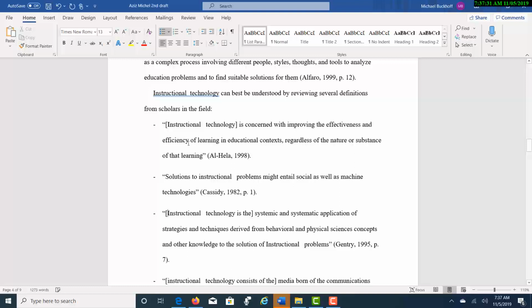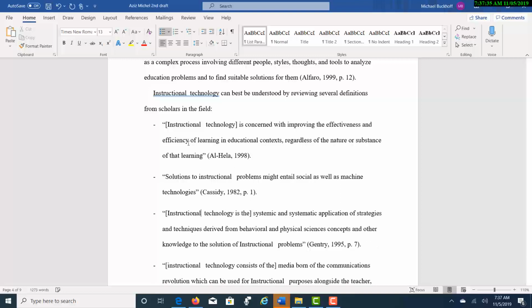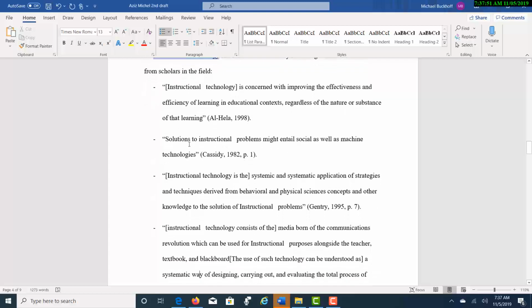Instructional technology is a systemic and systematic application of strategies and techniques derived from behavioral and physical sciences, concepts, and other knowledge to the solution of instructional problems. And I would probably do the same thing here. It's just awkward to begin the sentence with small caps.